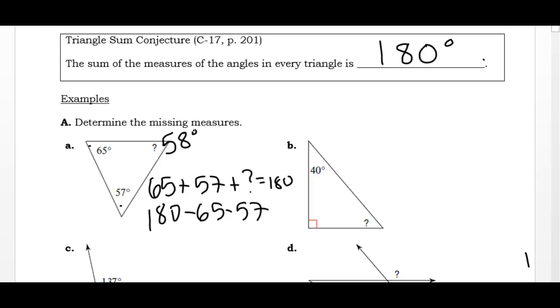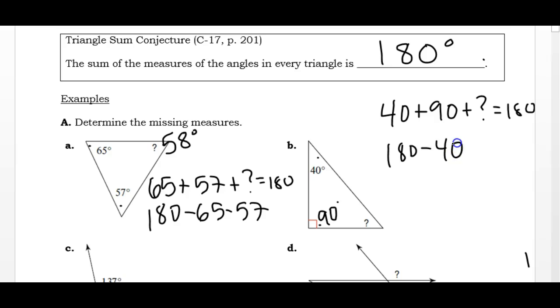Okay, we're going to do the same thing on the next triangle. I have a 40 up here. I need to remember that that square means a right angle, which means 90 degrees. So 40 plus 90 plus something is 180. I will do 180 minus 40 minus 90, and that's 50 degrees.